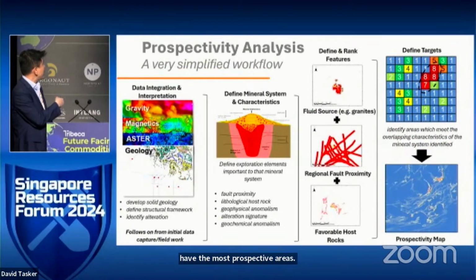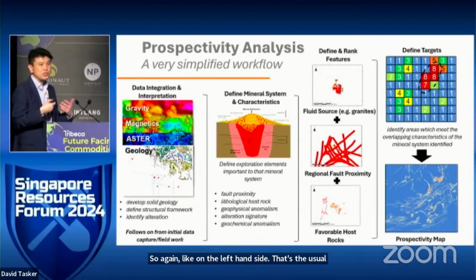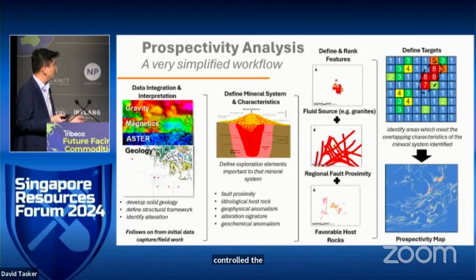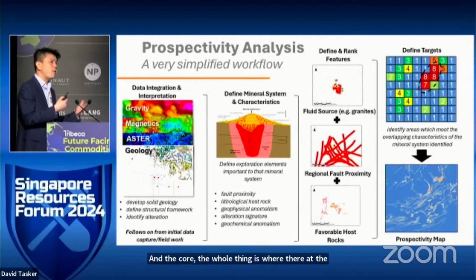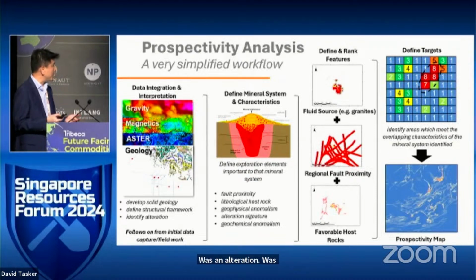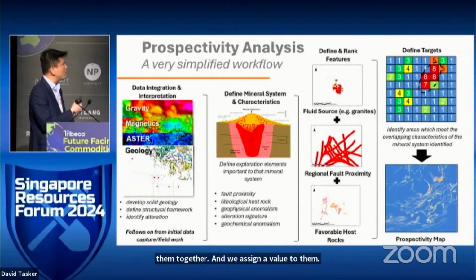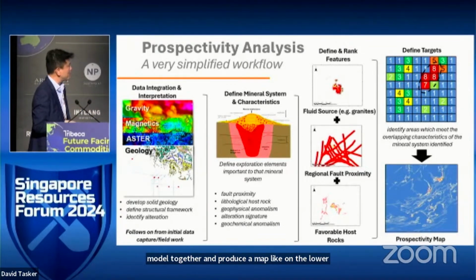Again, on the left-hand side is the usual information we try to get before we do exploration targeting: the geology, the geological structure which controls the mineralization, satellite imagery, magnetics, and other geophysical data. And the core of the whole thing is the exploration model. Is it porphyry copper? What is the alteration? What's the controlling structure? We put them together and assign a value to them, applying some not very sophisticated, but some statistical model, and produce a map like the one in the lower right-hand corner, the prospectivity map.